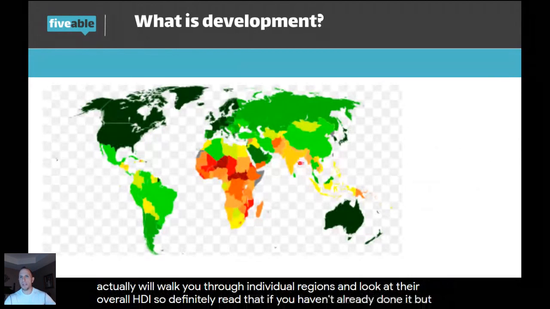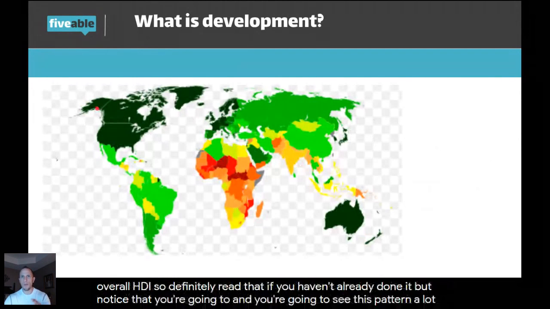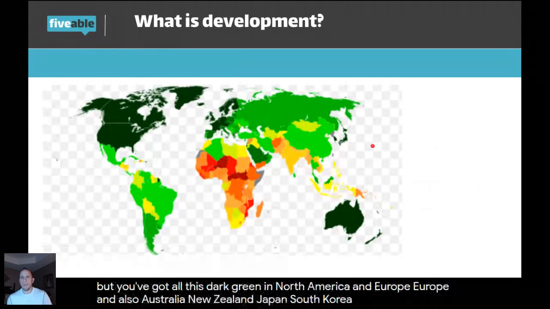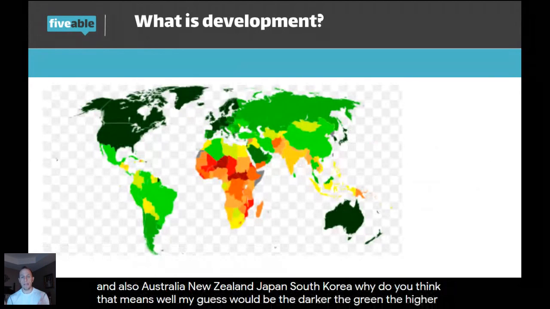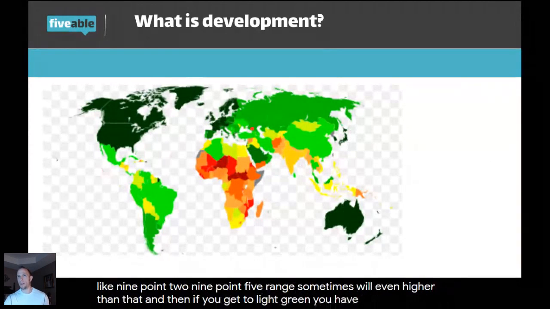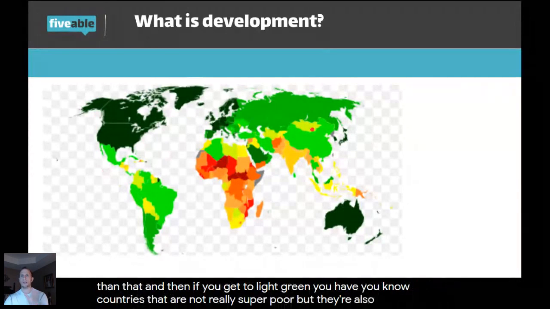But notice that you're gonna see this pattern a lot. You've got all this dark green in North America and Europe, and also Australia, New Zealand, Japan, South Korea. Well, what do you think that means? Well, my guess would be the darker the green, the higher the levels of development, and that would absolutely be correct, right? So on this map here, the darker the green, the higher the levels of development. All those countries are going to be in the like 9.2, 9.5 range, sometimes a little even higher than that. And then if you get to light green, you have countries that are not really super poor, but they're also not like United States rich.